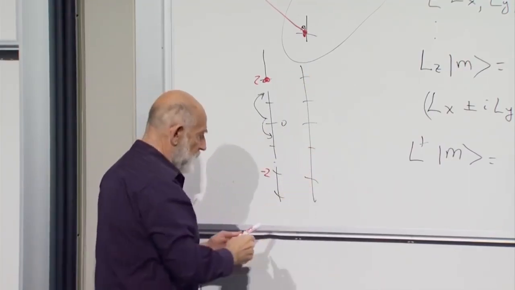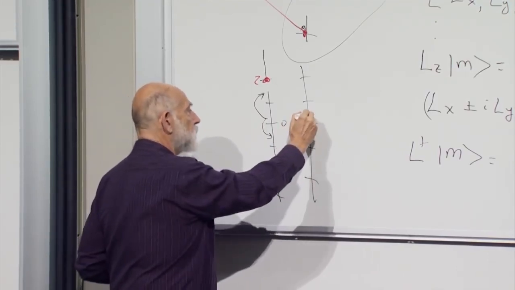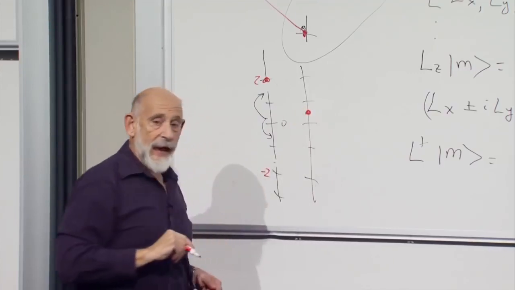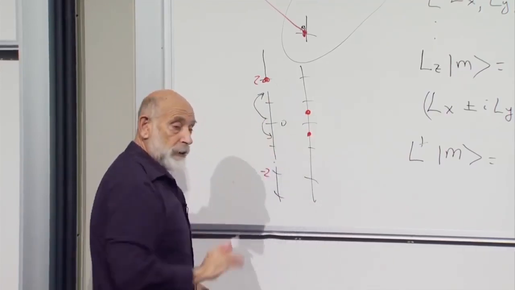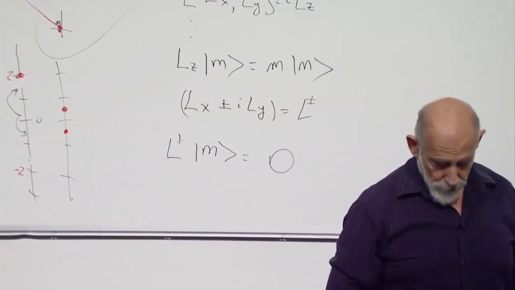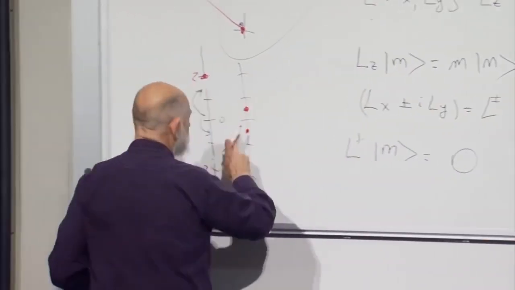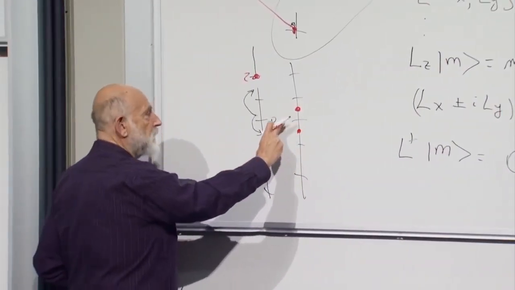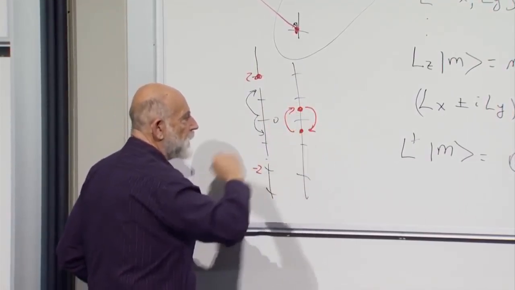For example, the simplest case would be that the spectrum ends at a half and ends in the other direction at minus a half. That's still separated by an integer. In that case, L plus would take you from the lower state to the upper state. L minus would take you from the upper state to the lower state.